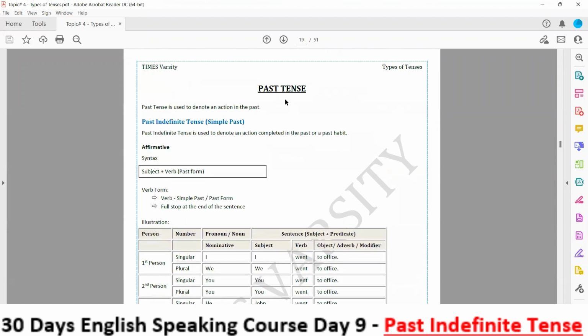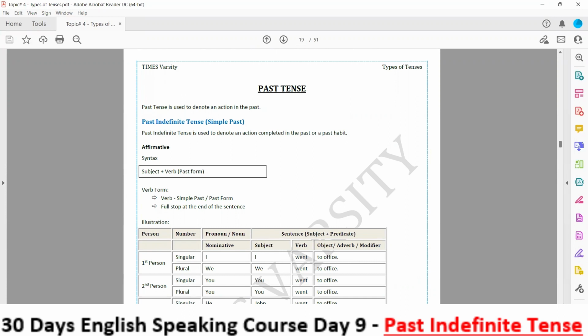Right. Past tense. Past tense is used to denote an action in the past, which happened. First of all, we have past indefinite tense, or simple past. It is also known as simple past. Past indefinite tense is used to denote an action completed in the past or a past habit.